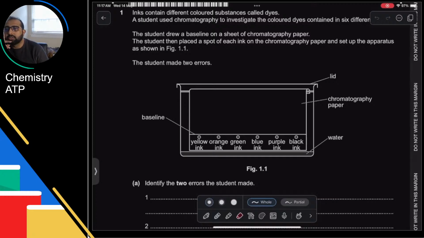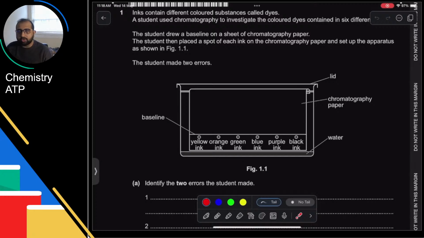A student used chromatography to investigate the colored dyes contained in different inks. So this is chromatography. You can see that this is the baseline, and on the baseline basically we put the drops. Now what has this student done? They have put the dots below it. Now why do we use the baseline? Because this is a starting point, kind of like a race between all these different dyes, and we want to see how far up they go. So right now they've put them below the starting point. That is not right. So that's the first error that we have.